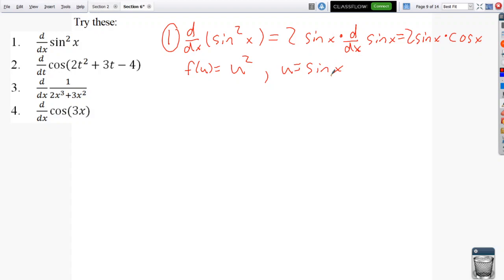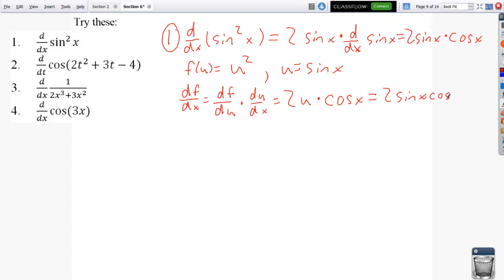So now I can actually use that whole Leibniz notation of the chain to say df/dx is going to be df/du times du/dx. So in this case, df/du is going to be 2u, times du/dx, the derivative of sine of x, which would be cosine of x. And now I have two variables. The only thing left is to sub that u back in. So I've got 2 sine of x, cosine of x.